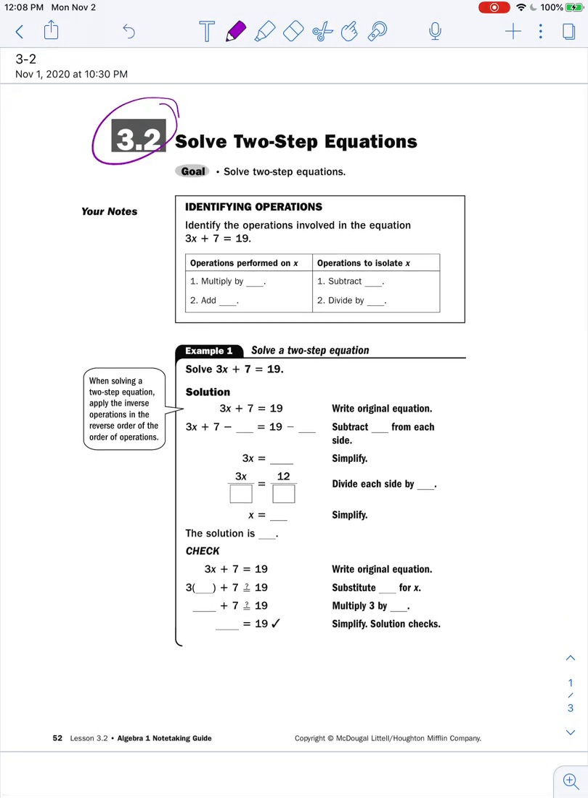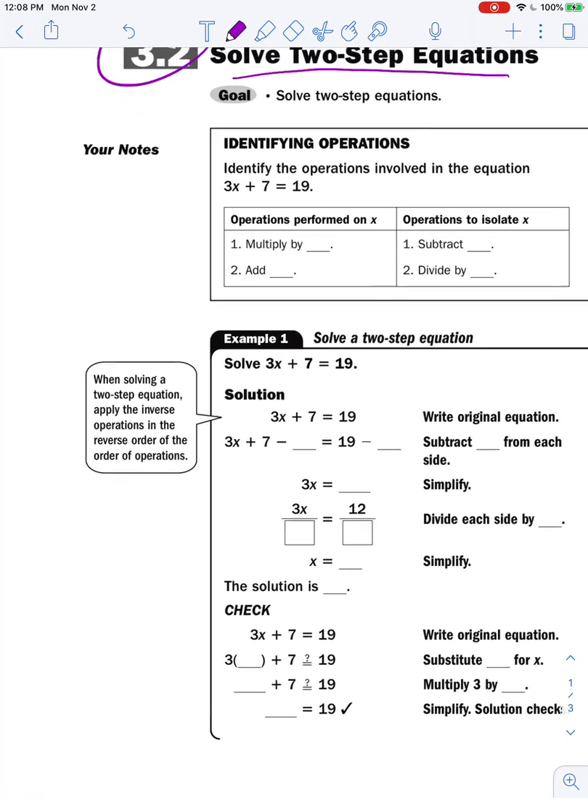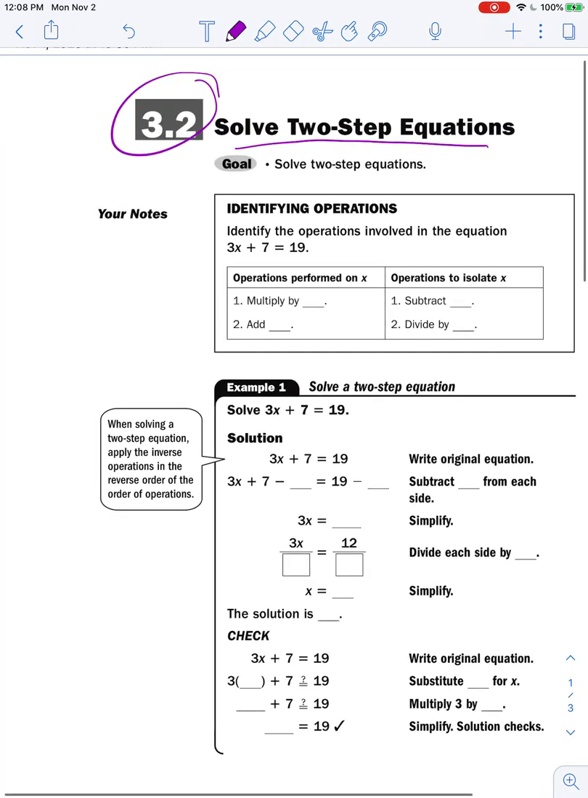All right, ladies and gentlemen, we are now in 3-2, and we are just going to expand on what we did yesterday. We're going to solve two-step equations. I'm still going to continue to show the examples in a vertical manner because I think that is A, how you'll see it at high school, and B, it just tends to make more sense to students, and I want you to see it that way.